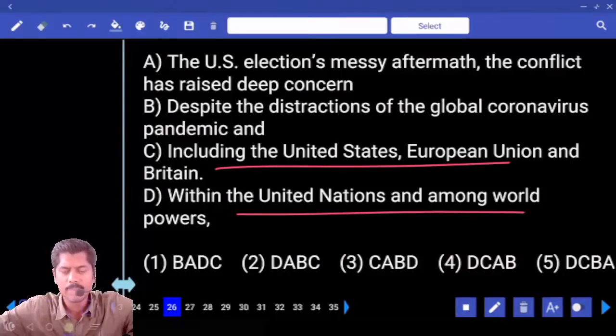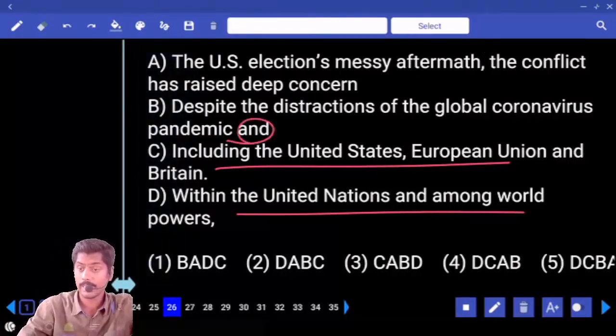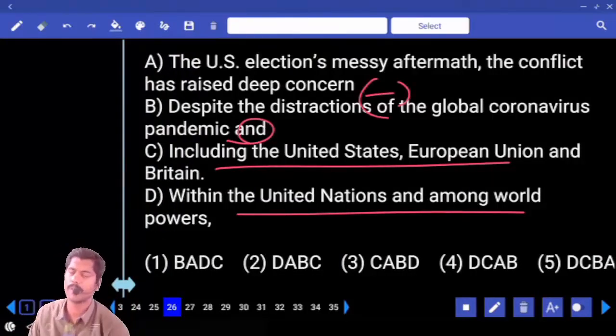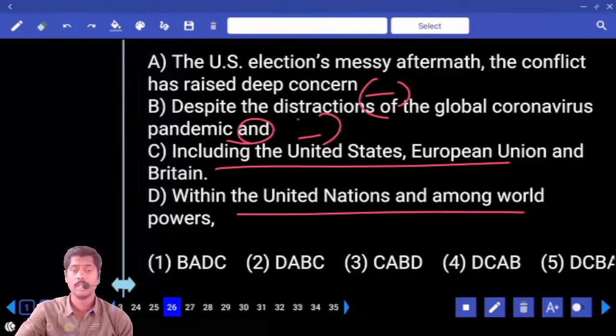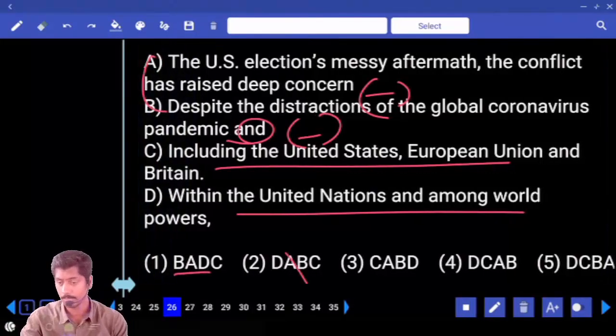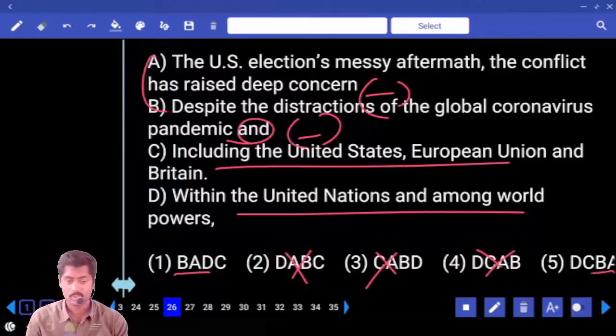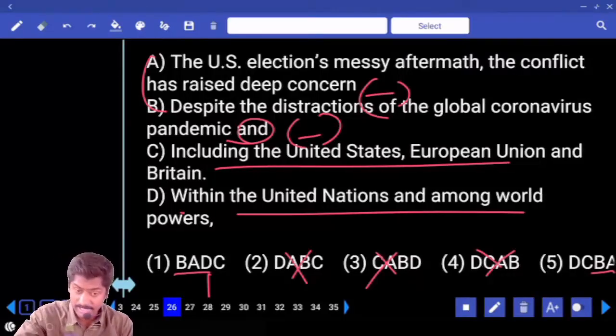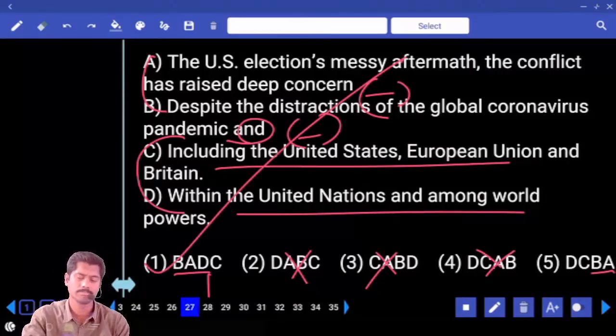I'm not sure. Despite the distractions of the global coronavirus pandemic and... see, this is negative. Distractions of the global coronavirus pandemic is negative and some sort of negative is needed. And including, no. And within, no. And the US elections messy aftermath? Yes. Check BA. So BA, DC. Starting with a D, yeah? So, raised concern, deep concern within the US, United Nations, and among world powers. World powers including. Answer is 1, BADC.